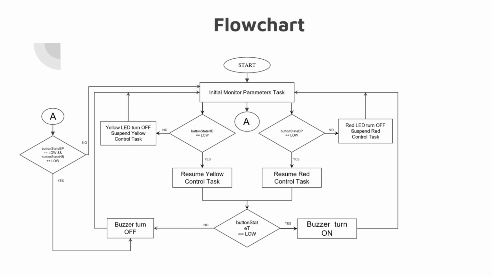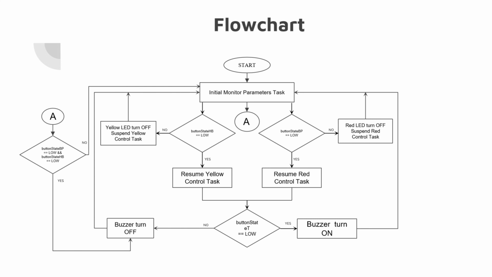For the blood pressure, when the value of blood pressure is abnormal, the red LED will turn on in the red control task, and the buzzer will also turn on. The function of the buzzer is just to give a notification to the nurse or doctor about the condition of the patient.